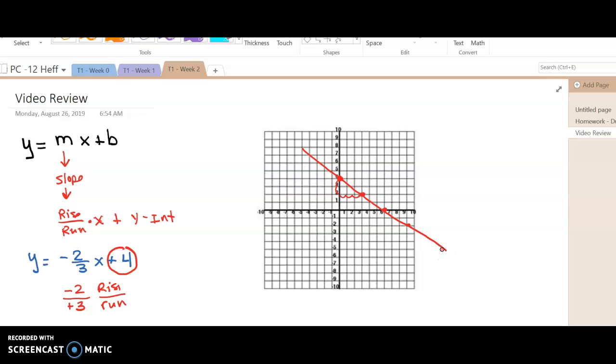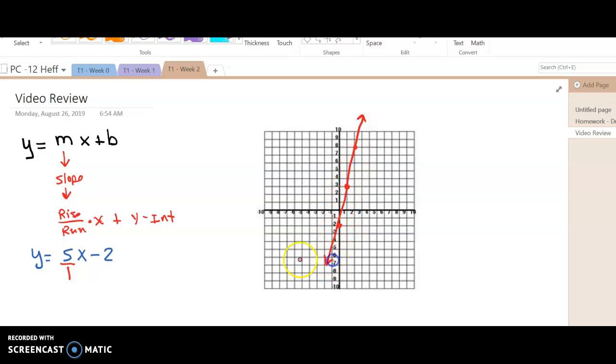If we had a graph like y equals 5x minus 2, we would need to remind ourselves that 5 can be written as 5 over 1, and so our rise from a y-intercept of negative 2 would be up 1, 2, 3, 4, 5. We'd have a run of 1. Another up 1, 2, 3, 4, 5 over 1. That would be our line.